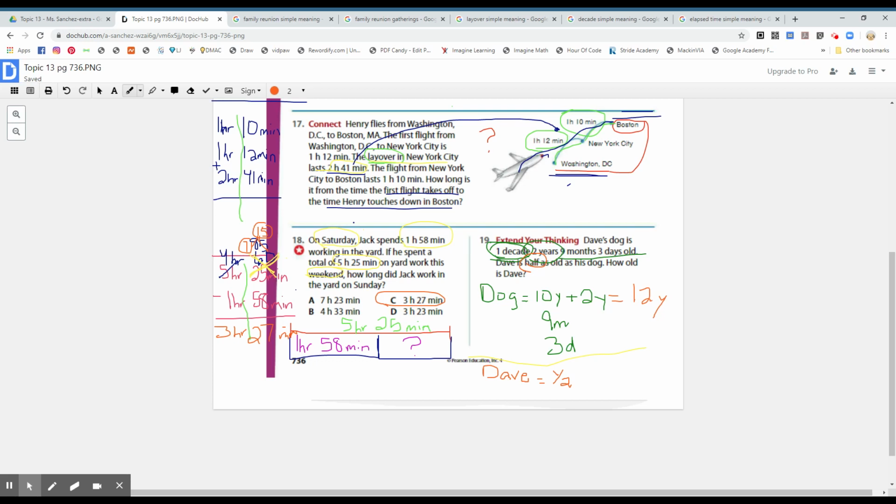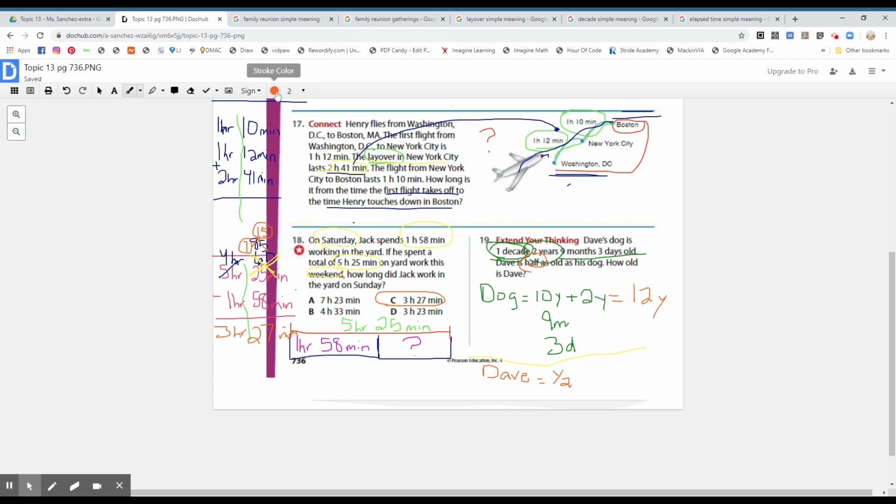What would be easier, boys and girls? What do you want to do? Do you want to change? I think years should be fine, right? Because I can cut that in half. 12 years, we can cut it in half. What about these two? Do you want to change them to? I can't change days to months, but I can change months to days. You want to do that?